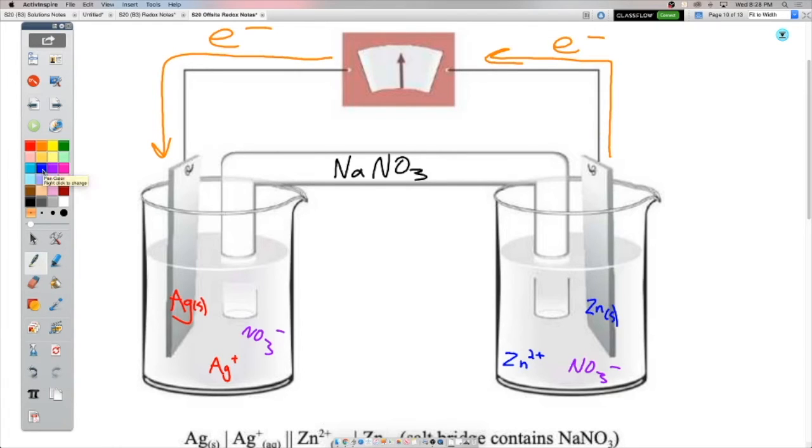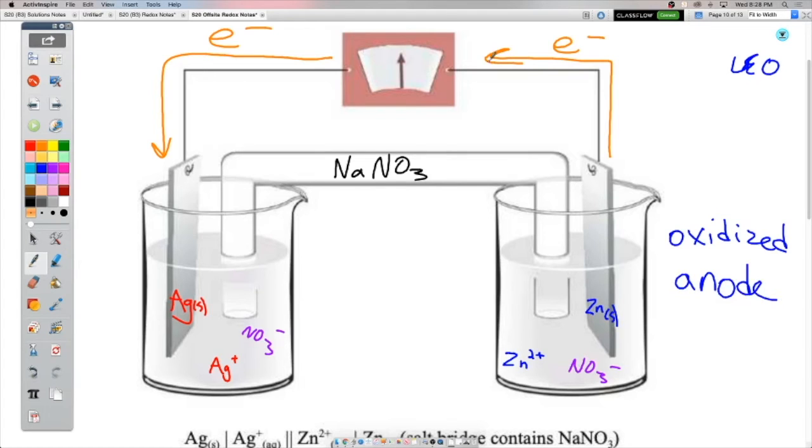So let's just write that in. Zinc is being oxidized, right? It's losing its electrons. LEO. See them leaving? Hey, zinc, it's being oxidized. Anox. So what is zinc? Zinc is the anode.